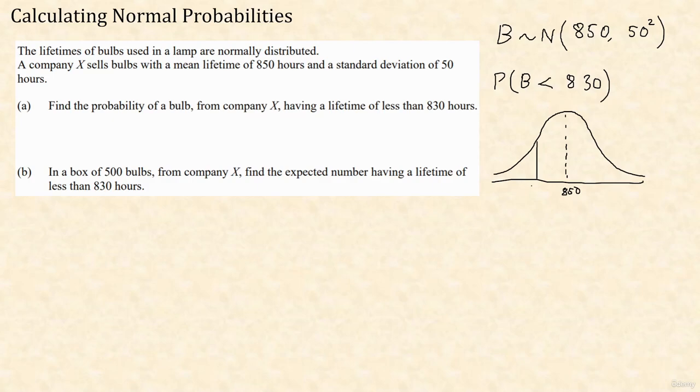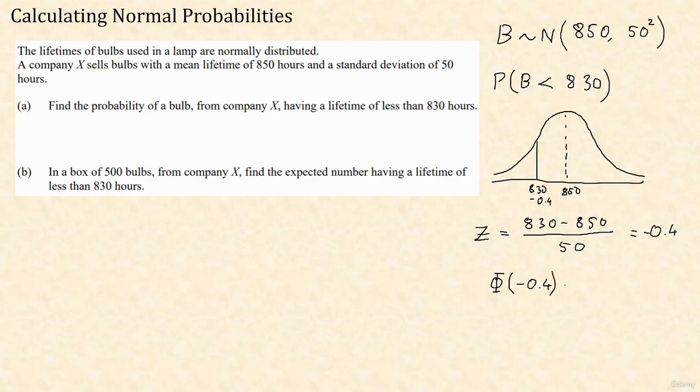Here's 830. What is that as a z value? Well, I'll standardize. My z value is my x value minus the mean of 850 divided by the standard deviation, and that comes out at minus 0.4. So minus 0.4 is our z value. So the thing I'm actually working out is phi of minus 0.4.